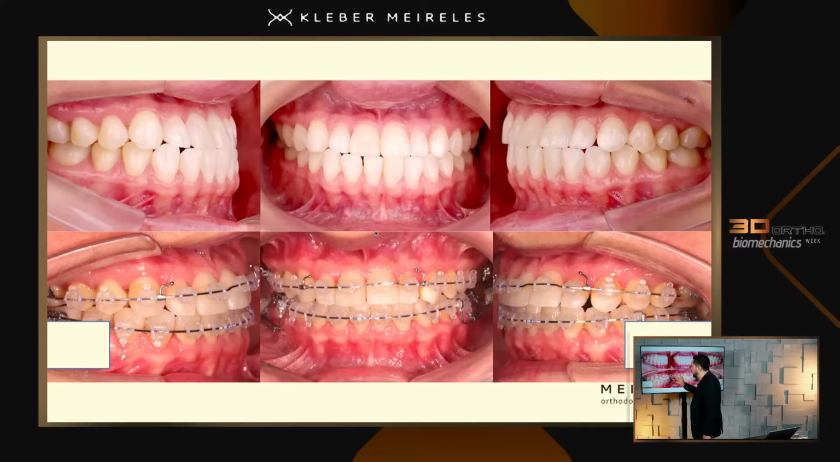What we want now is to extrude posterior teeth and intrude anterior to rotate the occlusal plane, giving more room to upper teeth extrude. So in this situation, the hook is a high hook, and the line of action of the force must be below the center of resistance, okay?